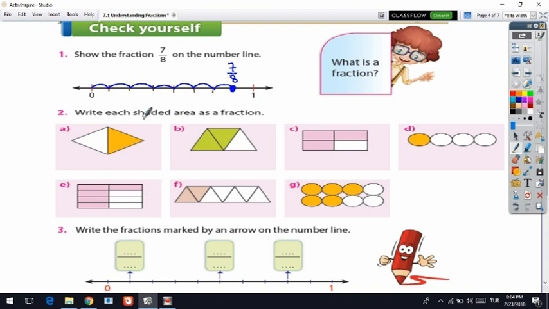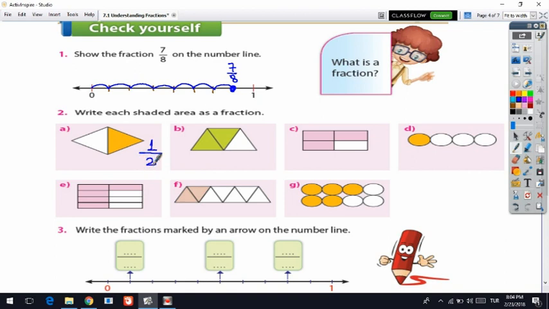Write each shaded part as a fraction. Shaded means the colored area. For example, the first one: how many equal parts do you have in a whole? First draw the number line, then you write the top number, that is the numerator. Chosen parts: first you write here the chosen, colored or given parts. Chosen parts, that is 1. Colored part, that is 1. What about the number of equal parts in a whole? The number of equal parts, that is 2.